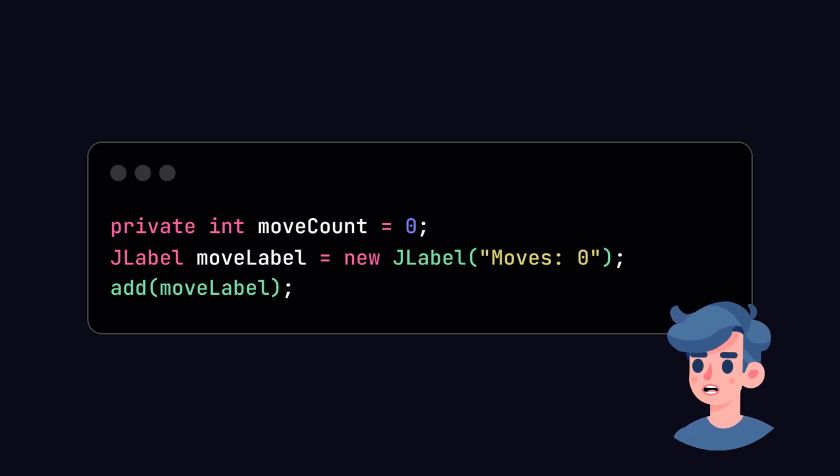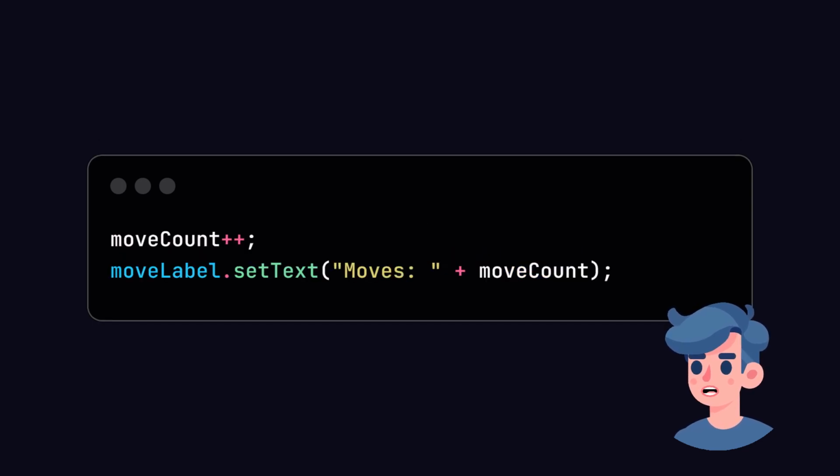Let's add a JLabel in our game panel to display the number of moves taken. We will increment the move counter each time a valid move is performed. Then, update the JLabel to reflect the current number of moves.